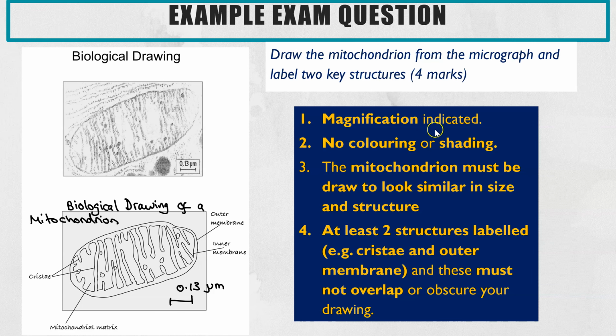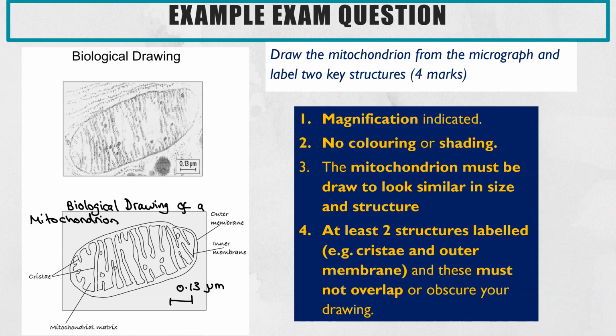The magnification was indicated. There is no colouring or shading, even though we can see in the micrograph there were darker sections. They have just given the outline. The mitochondrion that is drawn is the same size, and it does look relatively similar, so that would count as being accurately drawn. And we have got at least 2 key structures labelled, and in the mark scheme they said, for example, they have to give the cristae or the outer membrane, but they've gone for additional ones as well. And the label lines do not overlap. So that's one way that this could be assessed within the exam.